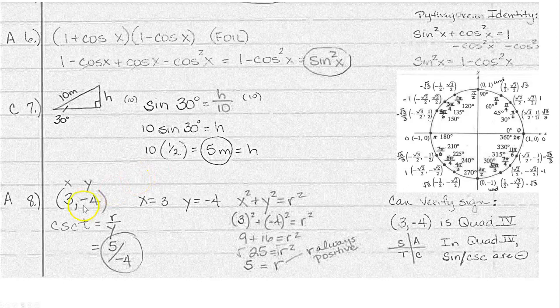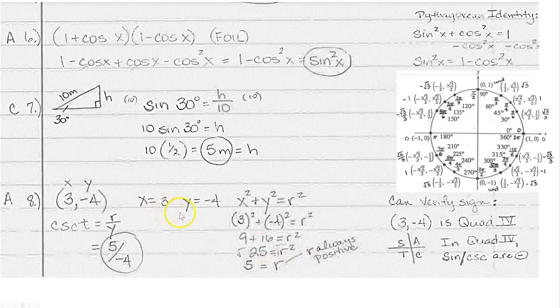Then for 8, it says let (3, -4) be a point on the terminal side of an angle. Find the cosecant. Okay, so x is 3, y is -4. So just as we did in the first problem, we're going to use the Pythagorean theorem to find the missing piece. So we can say 3 squared plus -4 squared is equal to r squared. 3 squared is 9. -4 squared, the negative gets squared as well, so that's a positive 16. And so we're going to get 25 is equal to r squared. Take the square root of both sides, and I'd get plus or minus 5. Now, a radius or a hypotenuse is always positive, so that means that r is going to be 5.